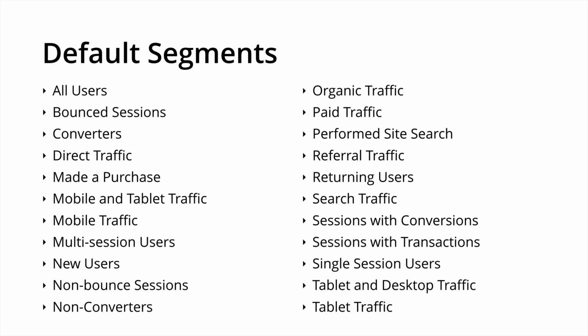We can then see direct traffic. This is one of the segments that's about how people are finding our website. So we have direct as well as organic, paid, referral, and so forth. So this is really about focusing on particular marketing channels using a default segment. We can also see we have made a purchase, so people who've transacted, as well as segments around the technology people are using to access our website. For example, mobile and tablet traffic, mobile traffic as well. So let's jump into our Google Analytics reports and see how we can apply these default segments.